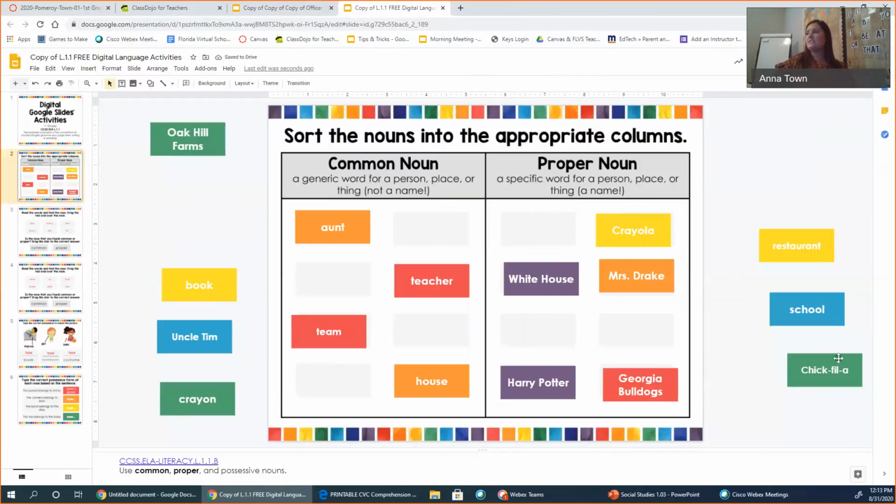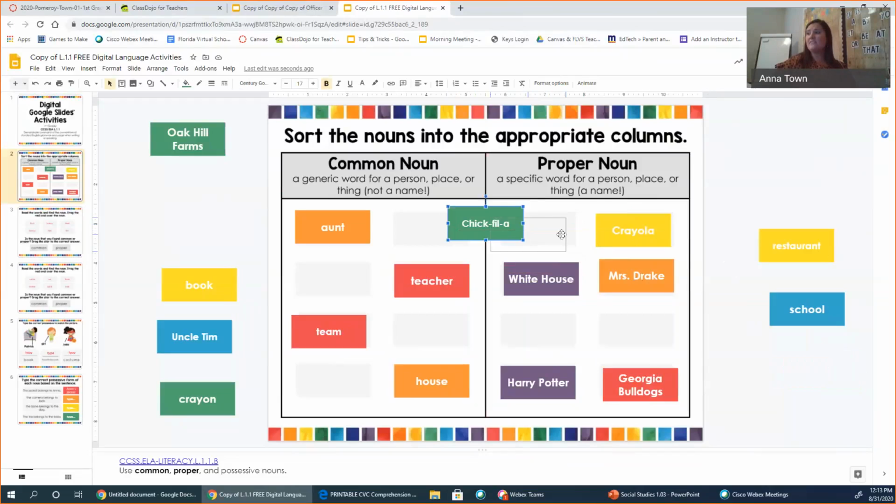Okay, let's look at Chick-fil-A. Ooh, Miss Town loves some Chick-fil-A. Let's look at this. Chick-fil-A. It's proper. We're naming a specific restaurant or place to eat.